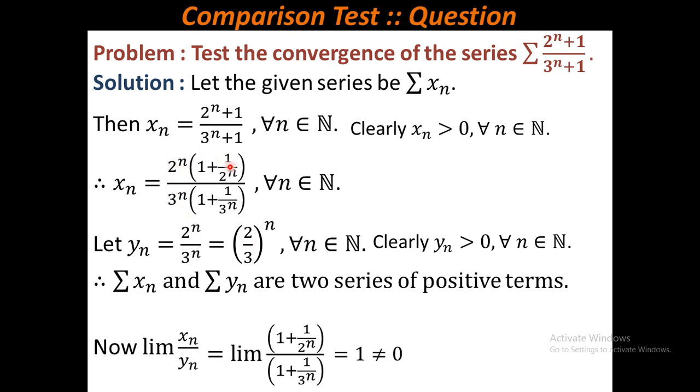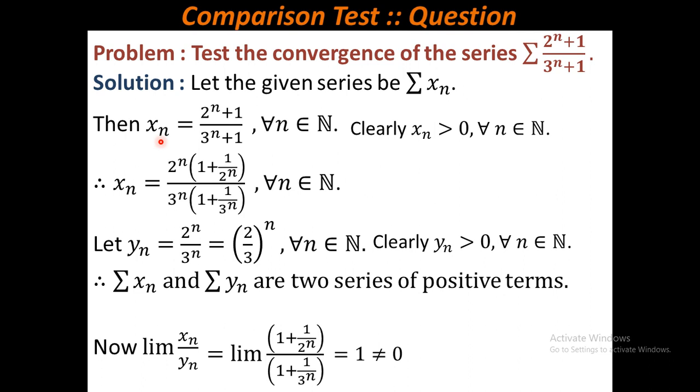But if the problem were another problem, that is (3^n + 1)/(2^n), then there will be (3/2)^n, and this will be in the numerator and this will be in the denominator. As a result, this is 1, this is 1, but if you take here (3/2)^n, this limit tends to infinity. That is, in that case, the limit must be non-zero. So you can conclude that the series xn is a divergent series.